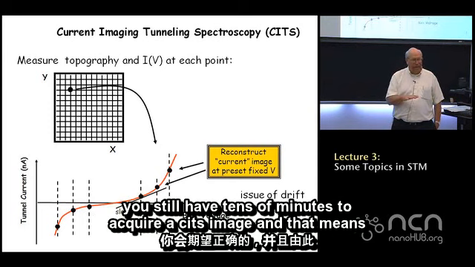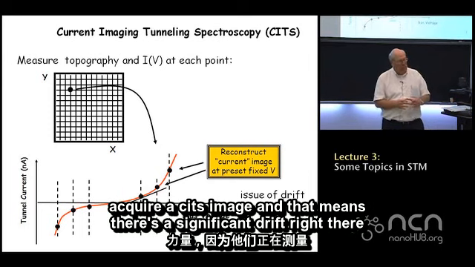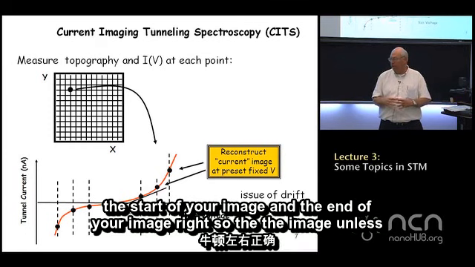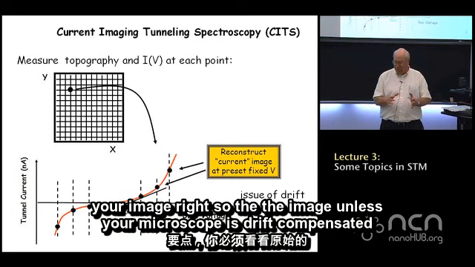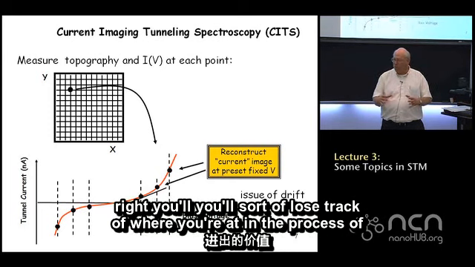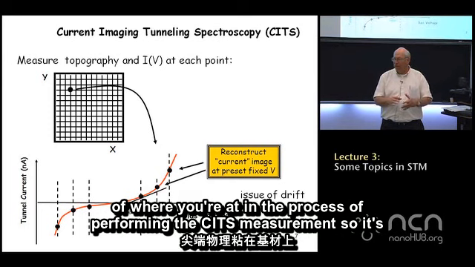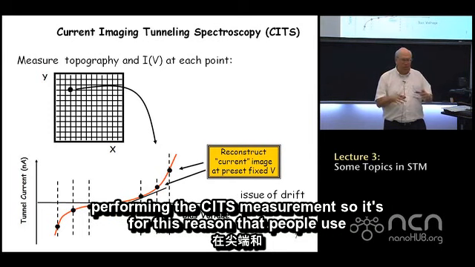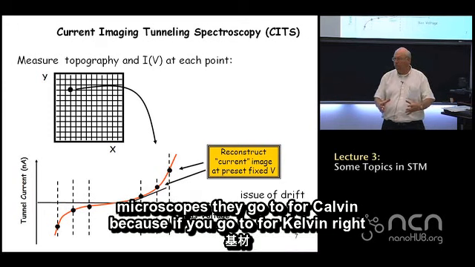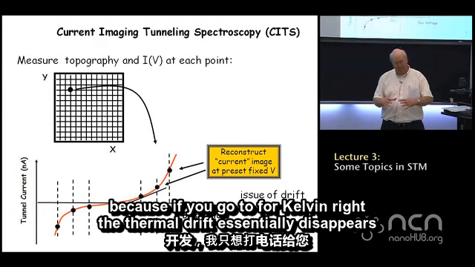And that means there's usually a significant drift between the start of your image and the end of your image. Unless your microscope is drift compensated, you'll lose track of where you're at in the process of performing the CITS measurement. So it's for this reason that people use low temperature scanning tunneling microscopes. They go to 4 Kelvin, because at 4 Kelvin the thermal drift essentially disappears.